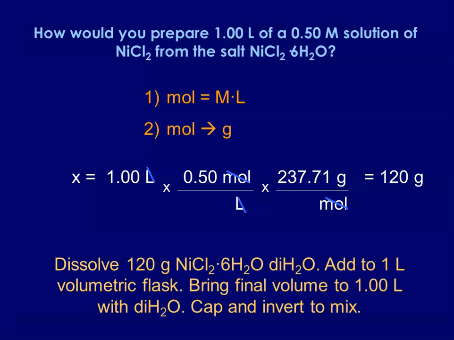So I'm going to take that 120 grams and add to it distilled water. I'm sorry, I left out the "in" in "in distilled water." I'll fix that on the PowerPoint slides. And then I'm going to add that solution to a 1 liter volumetric flask and bring up the volume to the calibration mark with distilled water, cap it and invert it to mix, just like you did with the diluted solution. So once you get them in the volumetric flask, it doesn't matter whether it came from a salt or from a more concentrated solution, the same process applies.